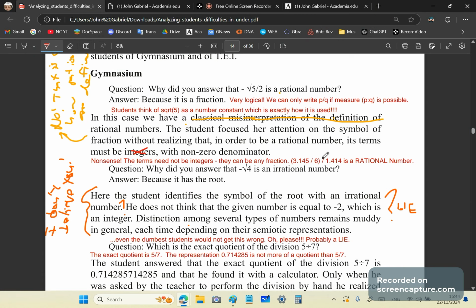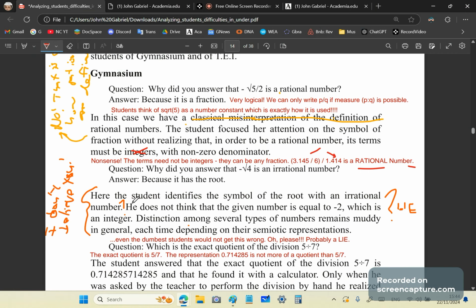For example, 3.15 over 6 over 1.414 is a rational number, and these are not integers, okay? They're not integers. They're composed of integers and parts of integers. So obviously not carefully thought out, and it's common because mainstream morons do that. They don't know what they're talking about.